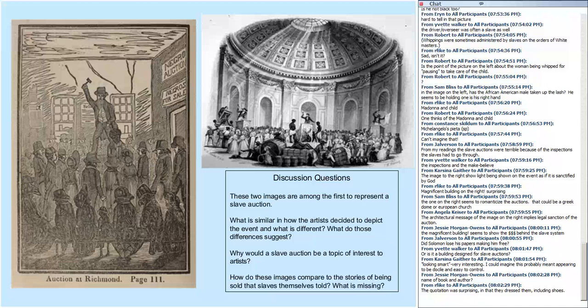So, for example, slaves were quite often gathered up in the counties of the Upper South in Virginia, such as the auction at Richmond that we see on the left-hand side, sold to a slave trader who then would either march them or put them on a boat or a train to take to the Deep South, quite often to New Orleans, where they would be sold.